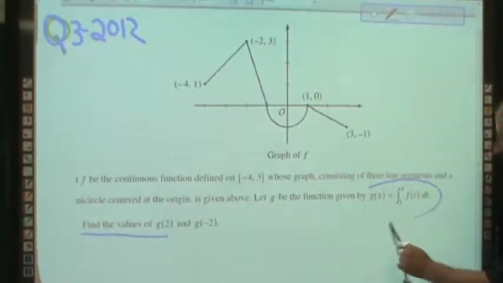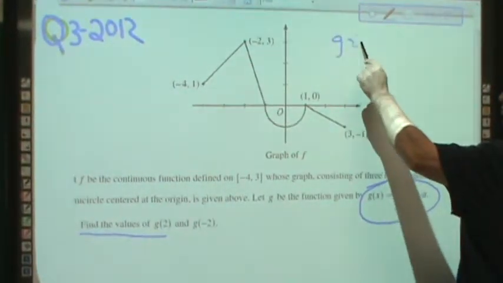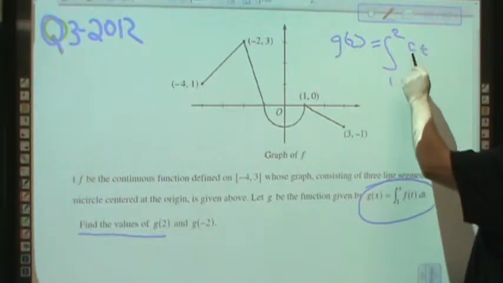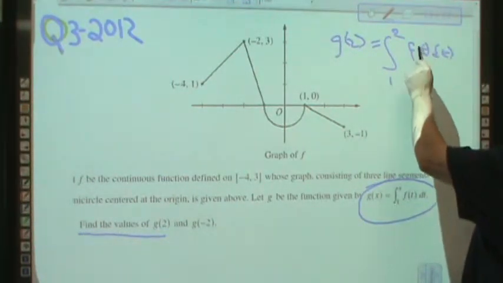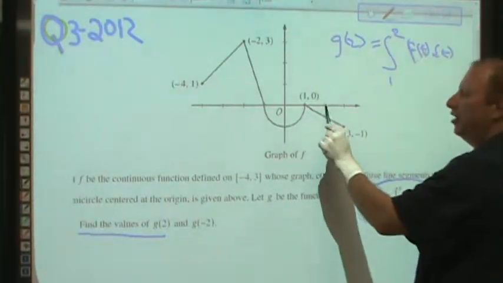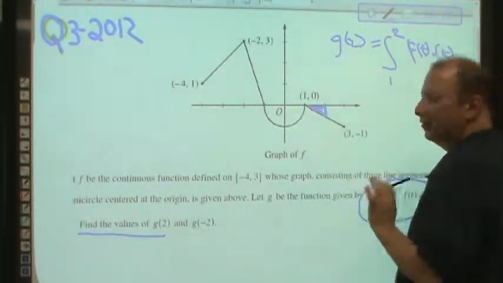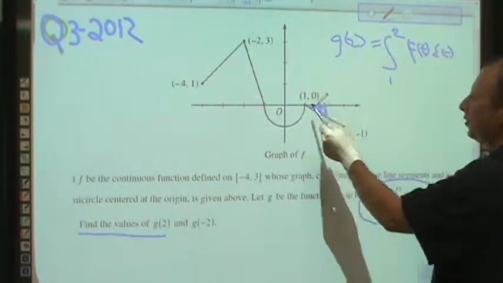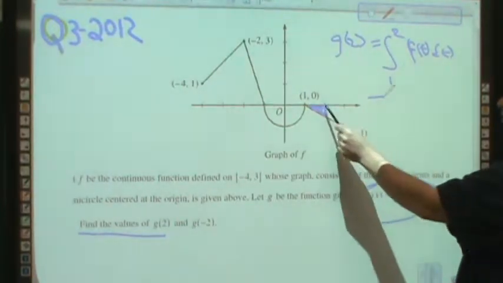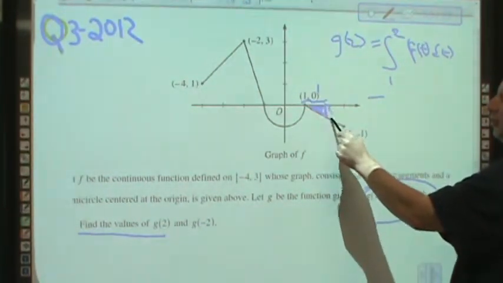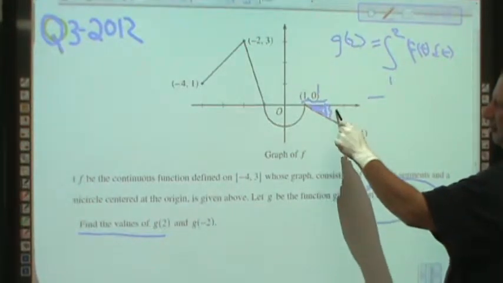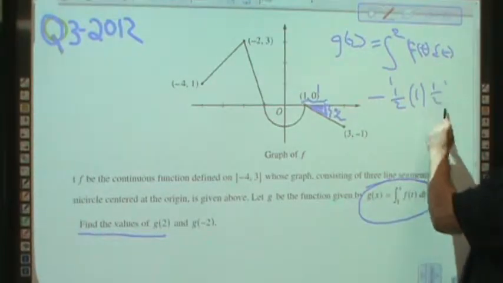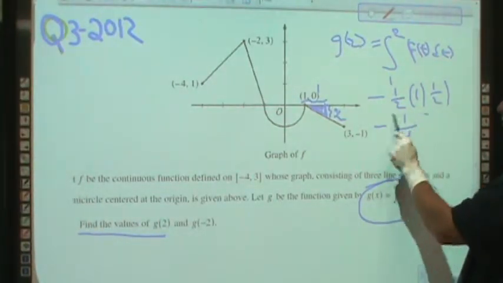Well, let's go back to this. If that's the case, G2 is equal to the integral from 1 to 2 of f of t dt, and we're looking at the area right here. That's all we're doing, because the integral represents the area under the curve. Since it's below, it's going to be negative, and the width is 1, the height is half, so 1 times 1/2 is negative 1/4.